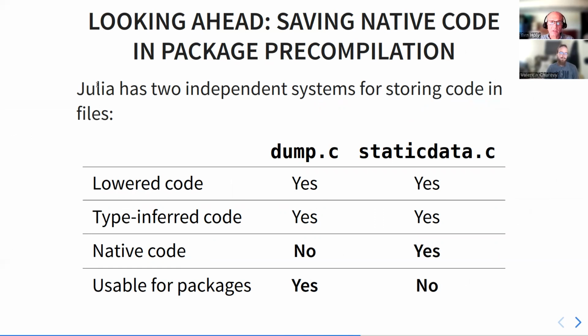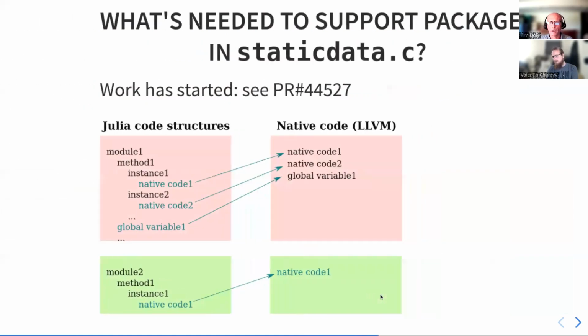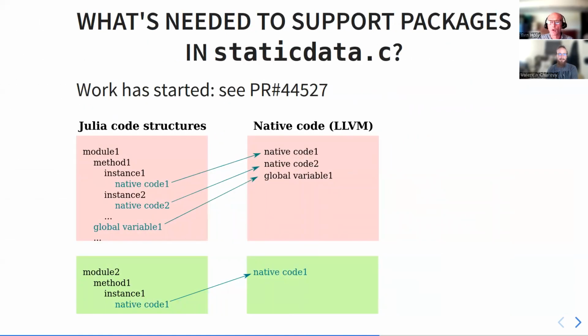So as it stands currently, Julia has two independent systems for storing code in precompile files. One of them is dump.c and the other is staticdata.c. And they have some overlap. They can both save lowered code. They can both save type-inferred code. Only staticdata can save native code, and only dump.c is really usable for packages. And so one way that you can think about the work that we're doing is to try to take the best of both worlds and combine them into a single one. And at this point, I want to turn this over to Valentin, who will walk you through some of the mechanics of the work that we're doing on this.